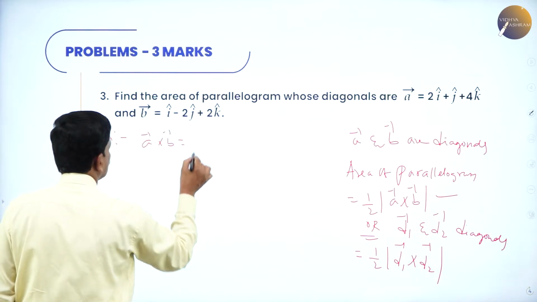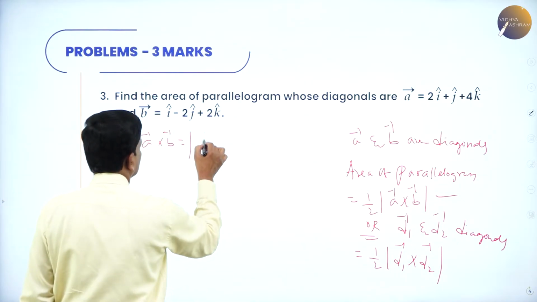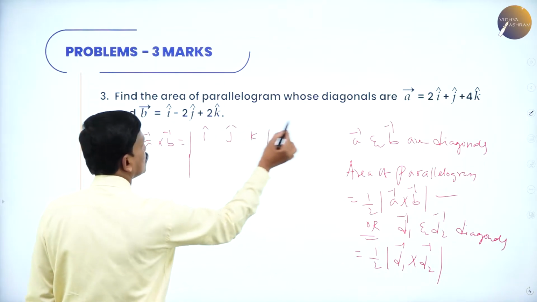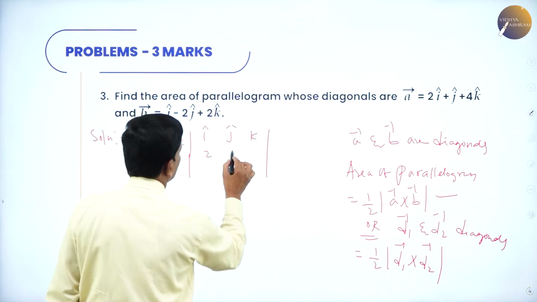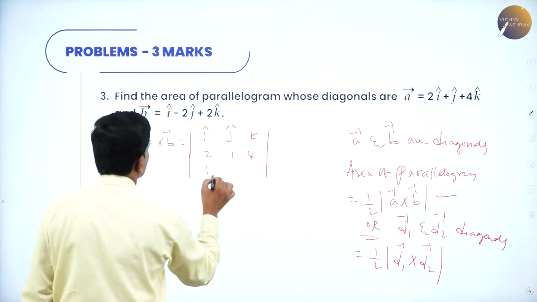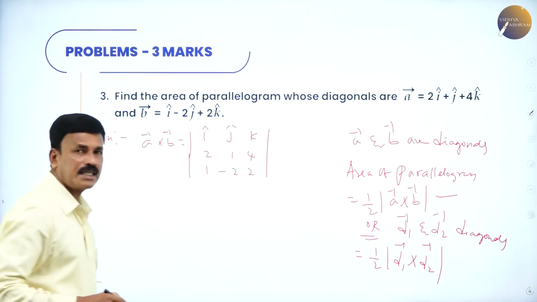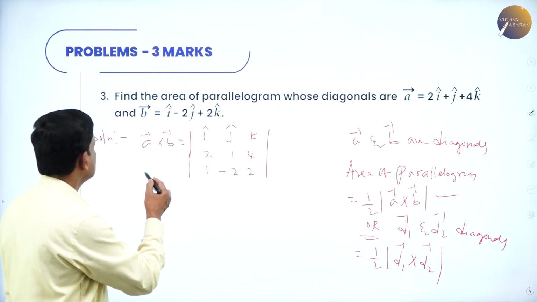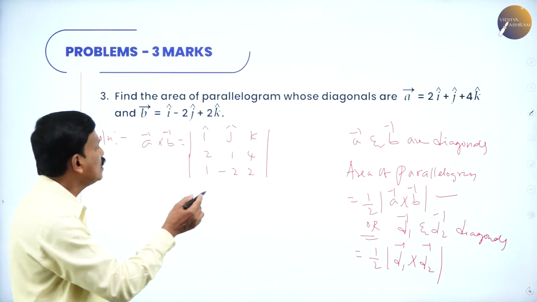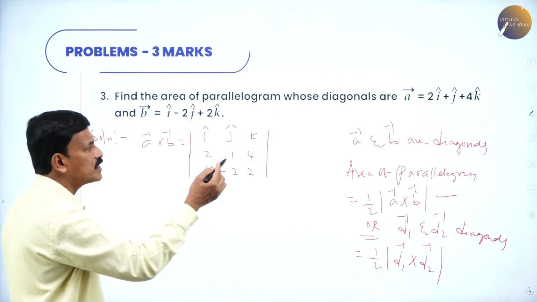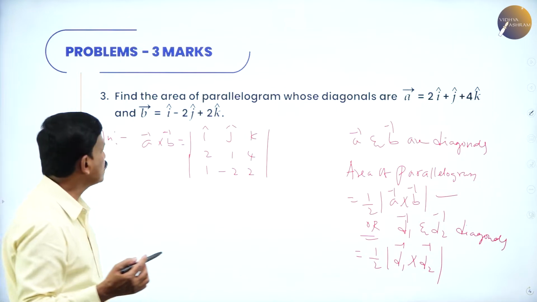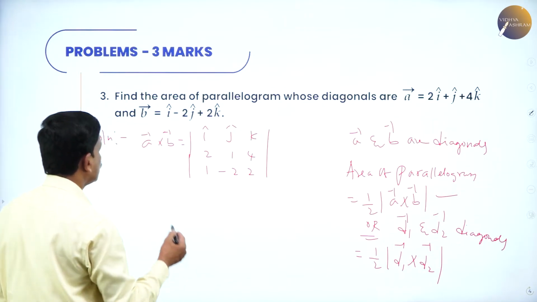A cross B is equal to length of A cross B. First, A cross B is determinant I, J, K. Write down the coefficients of I, J, K. The first vector has 2, 1 and 4. The second vector has 1, minus 2 and 2. Find out first the cross product of A and B. The coefficients of I, J, K of the first vector are 2, 1 and 4, and the coefficients of the unit vectors in the second vector are 1, minus 2 and 2.